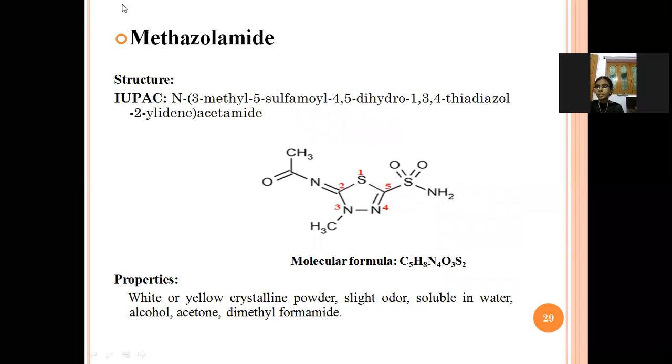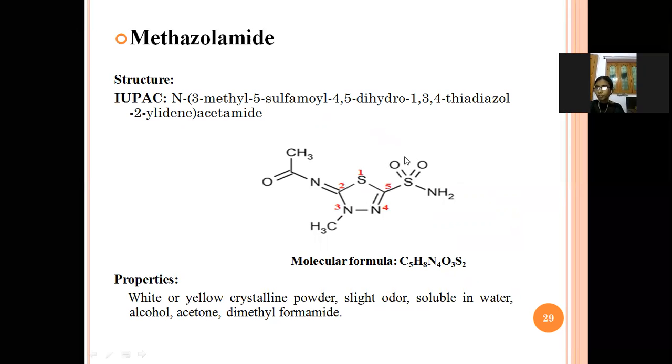Next, the first drug is methazolamide. The IUPAC name is N3-methyl-5-sulfonyl-4,5-dihydro-1,3,4-thiadiazole-2-acetamide. If we see the structure here, this is the thiazolidine.